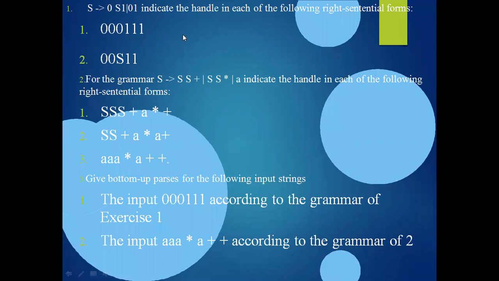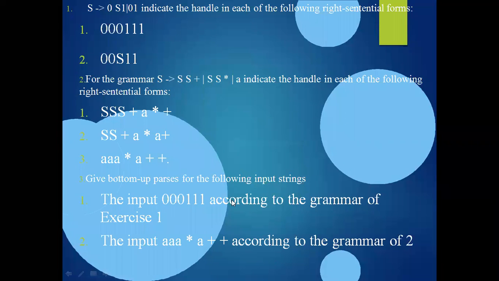For these two exercise problems, you need to show the table representations, right? Table of handles, here the concept is handle, right? And for these two, from the grammar of exercise 1 and this one from the grammar of exercise 2, directly you need to show the bottom up parser. Directly you need to show the bottom up parser.